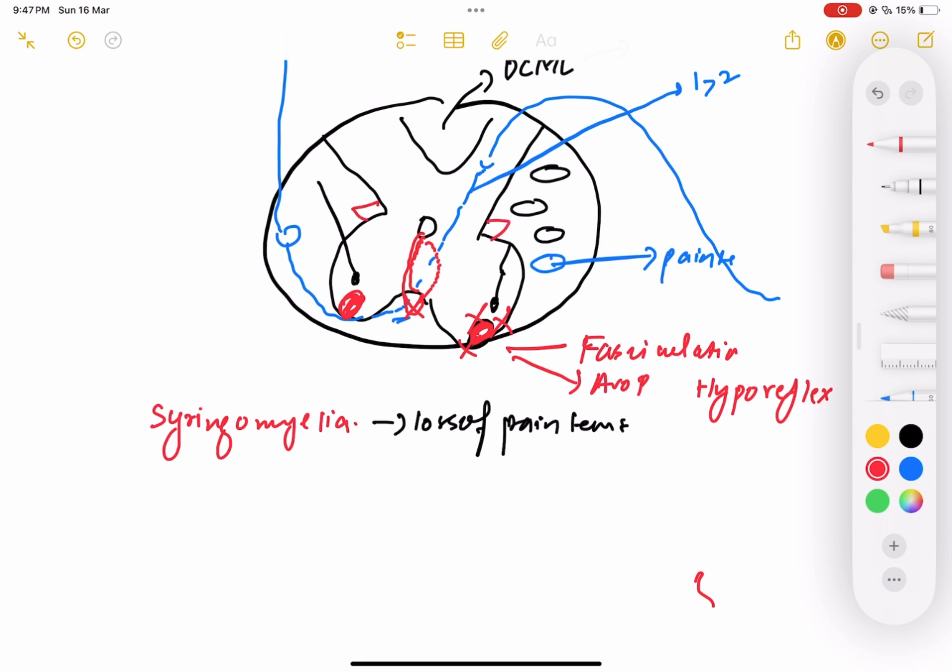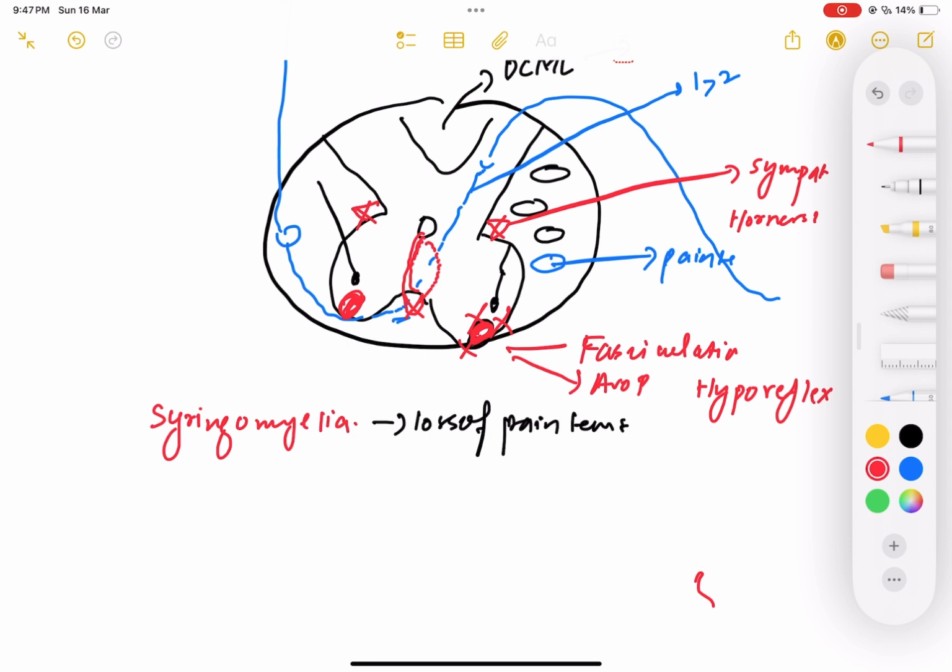And sometimes what happens, this syrinx can also involve the lateral horns as well. If you guys remember, lateral horns have neurons of your sympathetic nervous system, right? So if the lateral horns are affected and the sympathetic is knocked down, we know it's going to end in a condition which is known as Horner's syndrome: ptosis, miosis, and anhidrosis on the ipsilateral side, right? So three things to keep in mind.